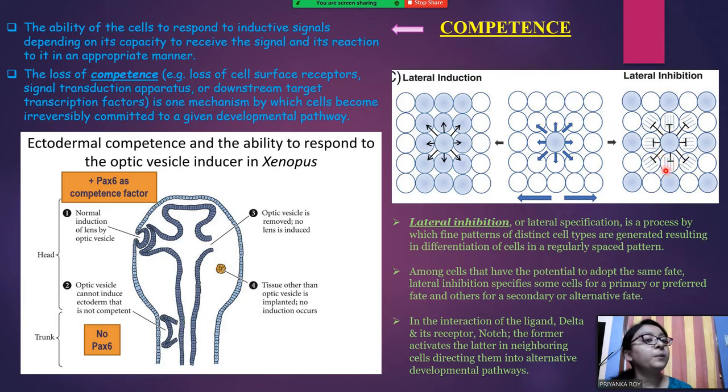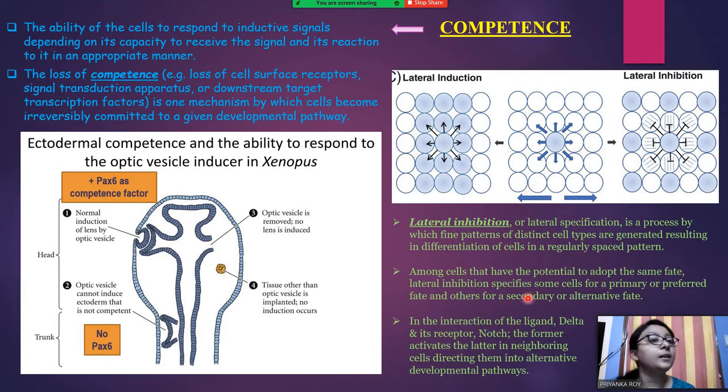And why is this forming? Because it is being inhibited by the differentiated cell in the center. In the next row, you can see that there are certain cells which are differentiated. In this way, it is creating a regularly spaced pattern, so that all the cells are not differentiated at a particular localized area, but there is a spacing between them. There is a pattern of differentiated cells in between undifferentiated cells, or alternately differentiated cells. So this process is known as lateral inhibition.